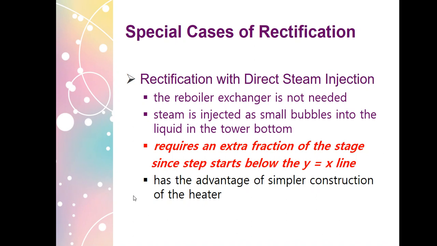This rectification with direct steam injection has the advantage of simpler construction of the heater because, again, there's no need of a reboiler exchanger. There's no need of a reboiler because the steam is directly introduced into the column.